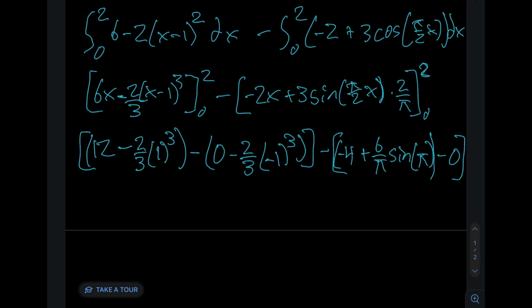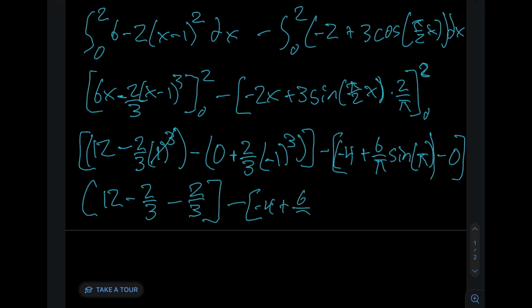Anyway, going back over here, we can now simplify. This is obviously just 1, so we can basically ignore that. And so we're just going to get 12 minus 2/3 minus this over here. Now this negative, because it's negative 1 cubed, basically just stays as negative 1, so we're actually going to get minus a positive. This is going to become positive, so 2/3, like so. And then over here, it's going to be minus negative 4 plus 6 over pi.